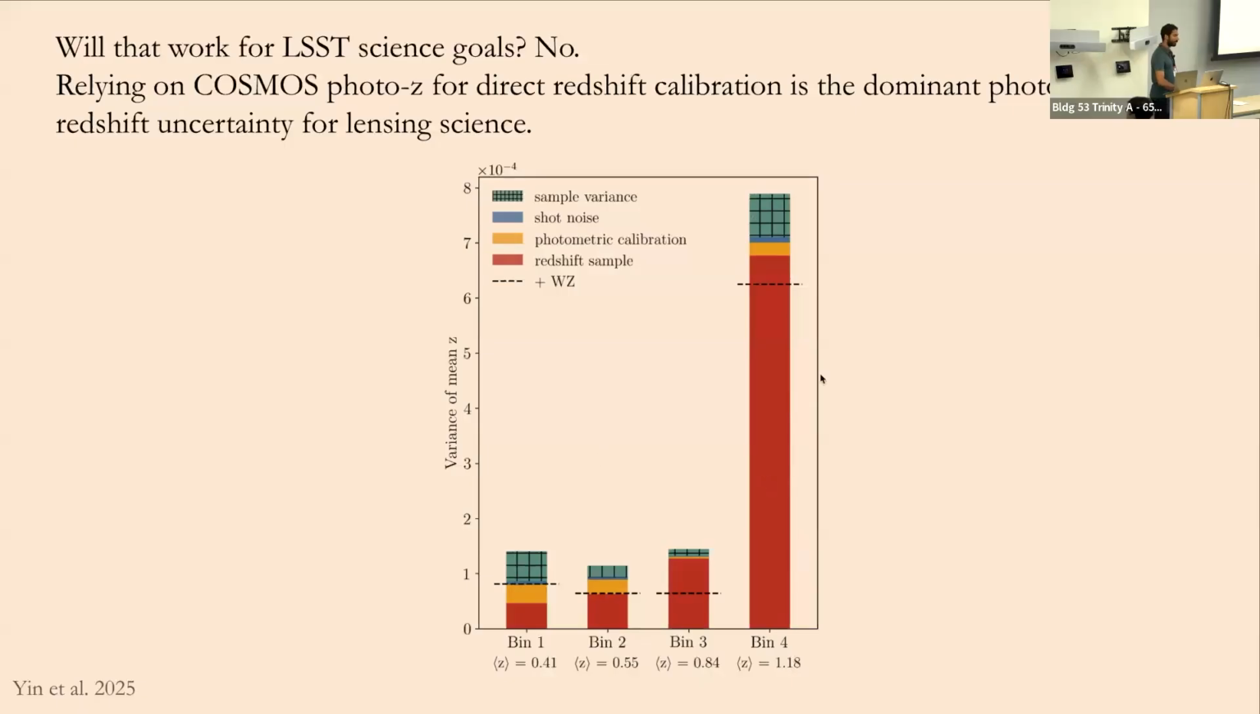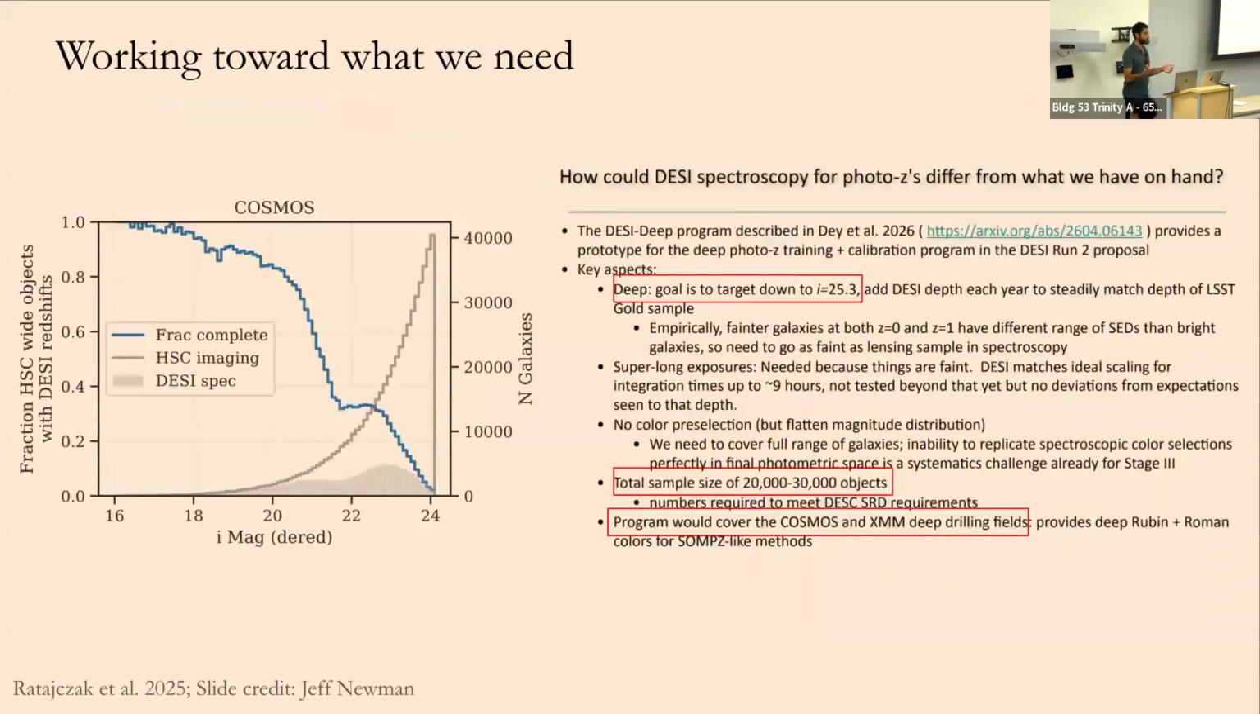The total uncertainty, this is variance on mean redshift, is shown on the vertical axis, and the 4 tomographic bins are shown on the x-axis here. And obviously what is visually salient here is the red, right? The redshift sample here is sampling the distribution of biases that's observed in COSMOS photo-zs and just adding those biases to what we have, resampling that and re-inferring the n(z), and getting a different mean redshift every time. And so what you see is that it blows up far in excess of the LSST requirements. So what we really want is fainter spectroscopy.